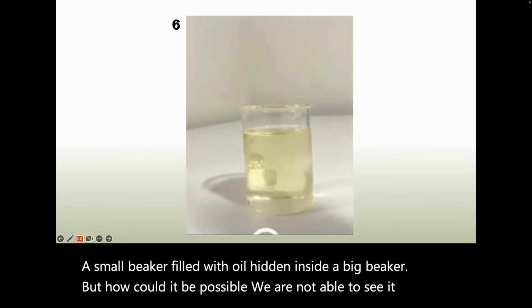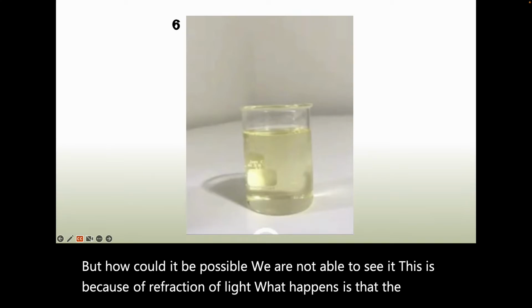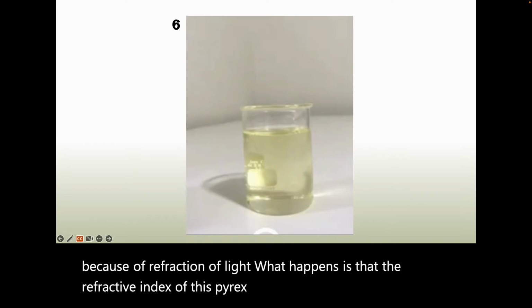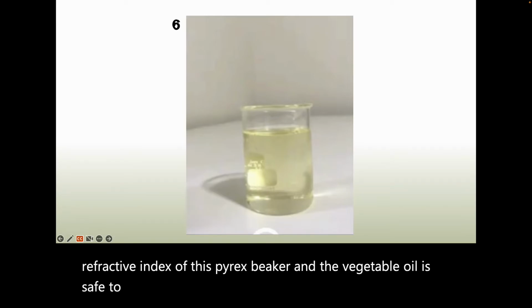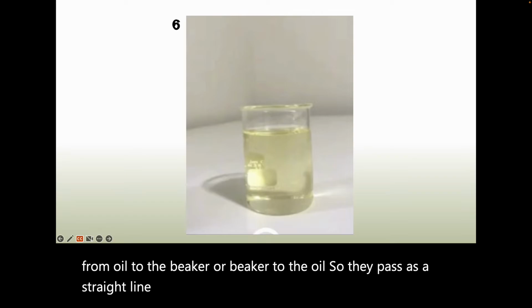Well, this is because of refraction of light. What happens is that the refractive index of this Pyrex beaker and the vegetable oil is the same. To elaborate, the light rays do not bend when they enter from oil to the beaker or beaker to the oil. So they pass as a straight line, and our eyes don't see the beaker inside the oil.